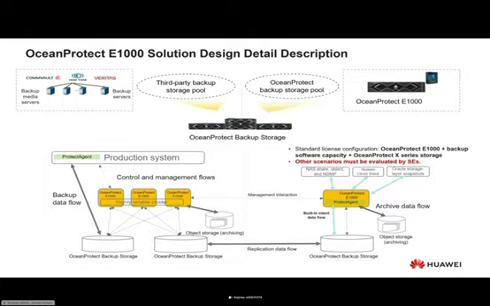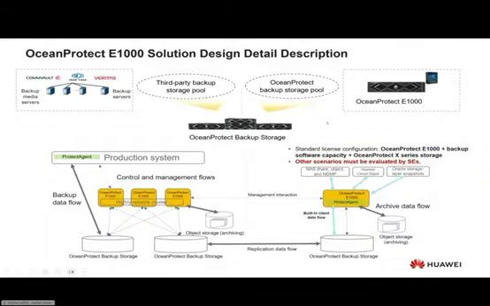All the customer needs to do is buy the OceanProtect E1000 server, which has our backup software built inside, and then it works as a decoupled appliance solution. If the customer already has the backup storage and also wants to try our backup appliance, they don't need to buy an additional separate backup appliance box. They only need to buy an OceanProtect E1000 with our backup software inside. Then they can make it a combination solution providing our Huawei backup software capability.